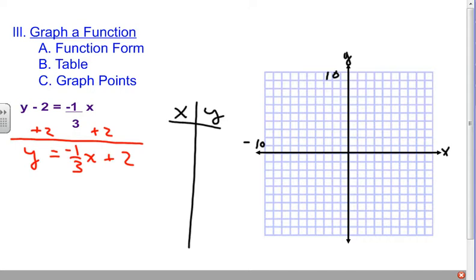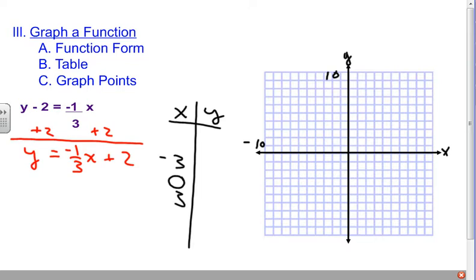X, Y. And what values might a person choose? Do you remember how you chose values for a table? I mean, what's the easiest input in the world usually? Right? 0. So we might put that there. And then we want some negatives and positives. But take a look at the number that's next to the X. That can kind of give you an idea of what might be easy numbers to plug in. What would be an easy number to put next to the negative 1/3, Michaela? 3. Good. Or negative 3. So negative 3 or 3.